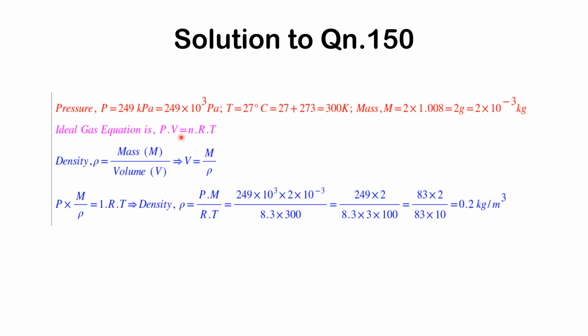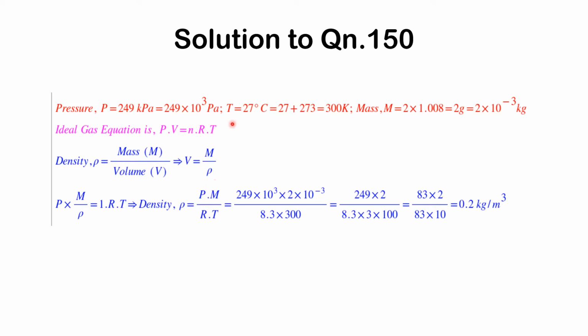Well, ideal gas equation is P into V is equal to N into R into T. P the pressure, V the volume, N the number of moles. Inga number of moles N is equal to 1 எடுத்துக்கலாம். R the gas constant, T the temperature in Kelvin. So நமக்கு என்ன தெரியும்னா density rho is equal to mass M by volume V. So இதை rearrange பண்ணா I get volume is equal to mass by density னு வரும்.